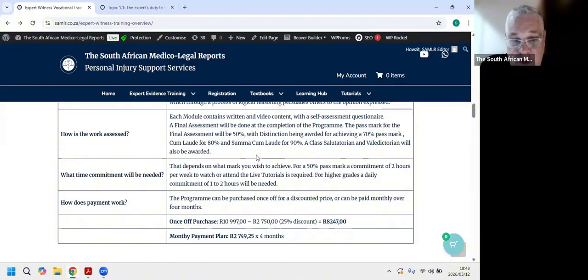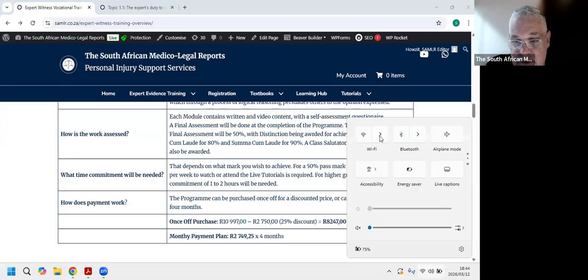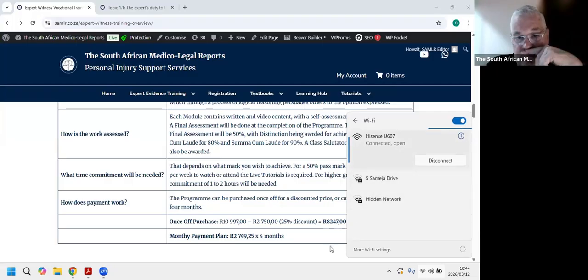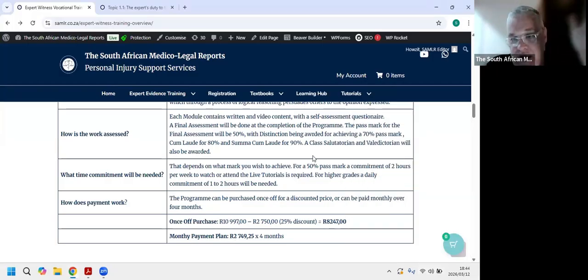The pass marks, a class salutatorian and valedictorian will also be awarded. Just to unpack that. So each module contains a written and video content. And I will show you that each of those 60 key principles will have a written and video content. That will then relate to each particular topic. We've got the pass marks, and the class salutatorian and valedictorian, basically that's second and first place in the class.